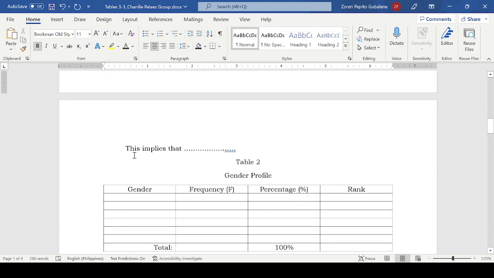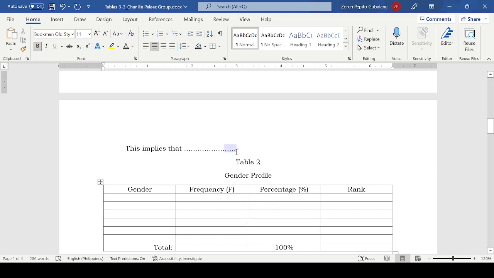So there is another paragraph also that would tell the reader what is the implication, what is the general information about the data. How is it related to the data presented in the literature? So something like that, and then the next table will be the next profile indicated in the problem statement, and so on and so forth.